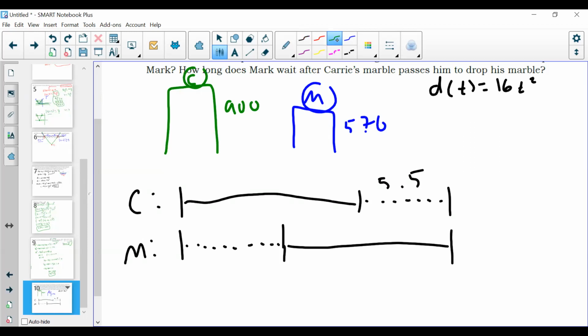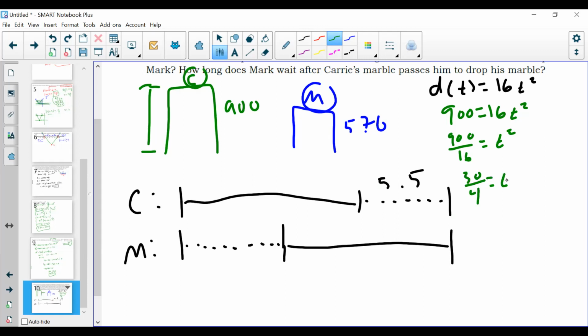So I'm going to figure out how long it takes Carrie's marble to actually hit the floor. So from here to here, how long does that take? The distance is 900, so I can plug that in to get 900 equals 16t squared. I want to know what t is, so I'll solve for t by dividing by 16 to get 900 divided by 16 equals t squared. Square root both sides, so the square root of 900 is 30, the square root of 16 is 4, and that equals t. So this takes 30 over 4 seconds, which is 7.5 seconds. So it takes Carrie's marble 7.5 seconds to hit the floor, and then she's waiting 5.5 seconds after that.